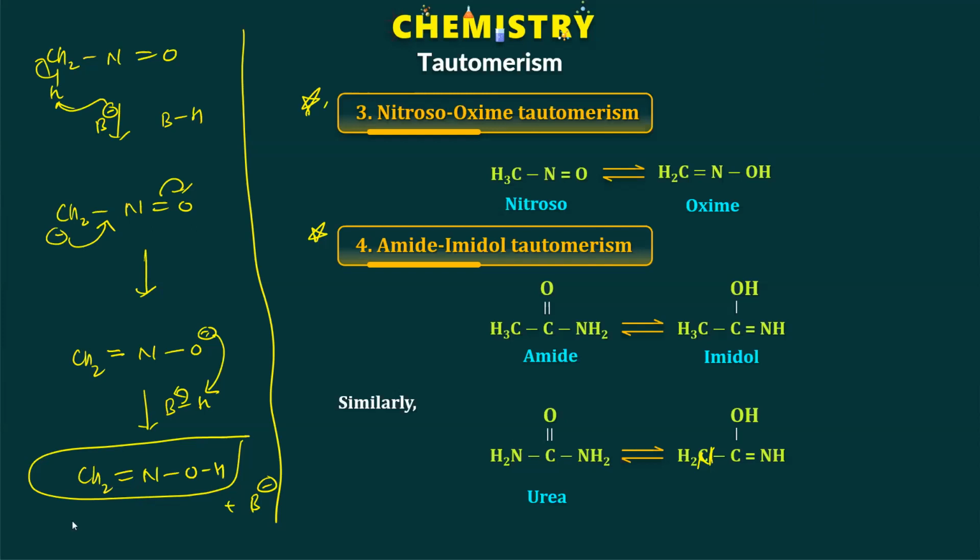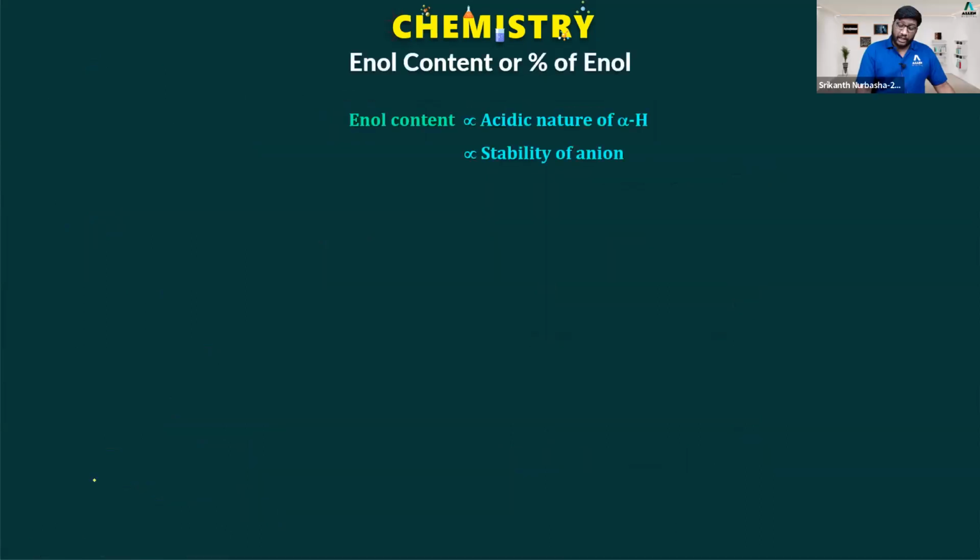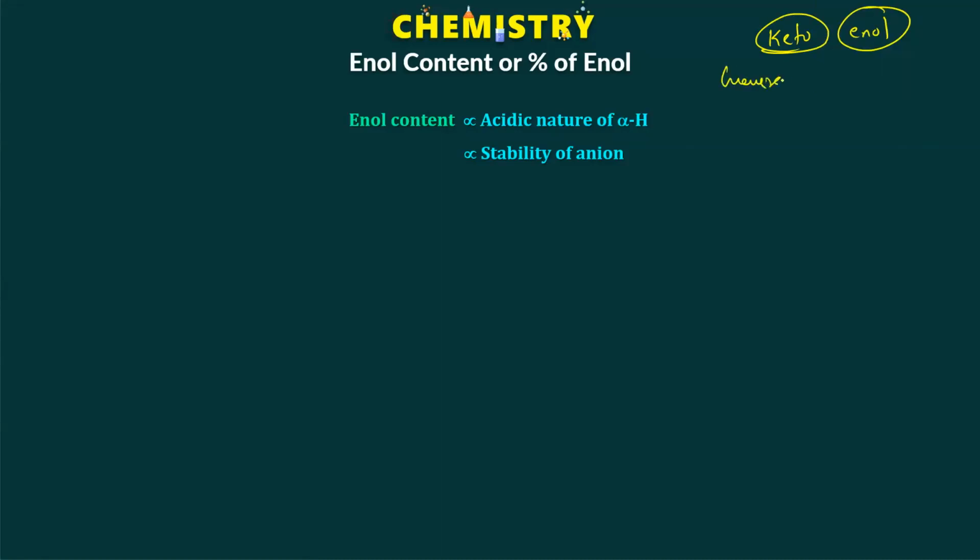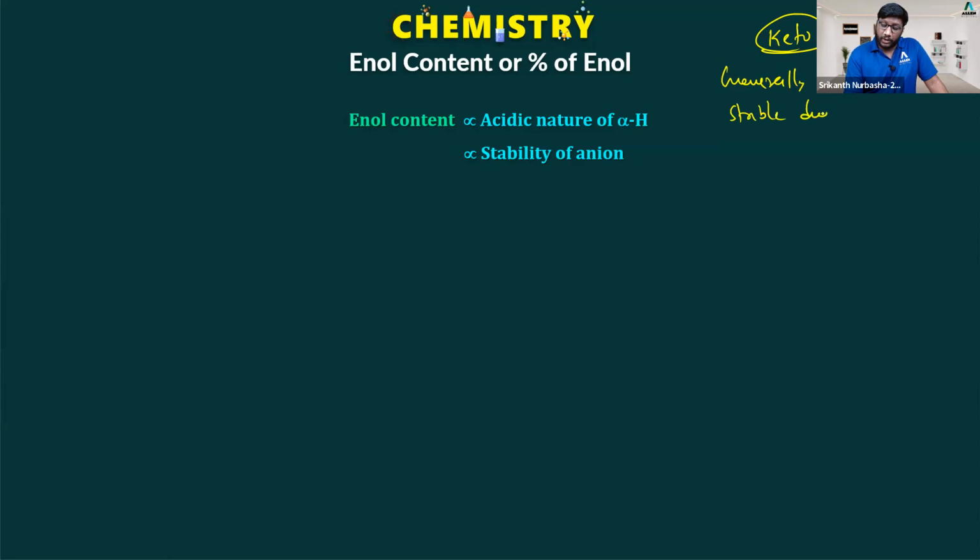Yes, right. So enol content or percentage of enol content, these are important. First point: among keto and enol, which is more stable? Generally keto is more stable due to the stronger C double bond O. The carbon double bond oxygen is a stronger bond. Because of that, keto is going to be more stable.